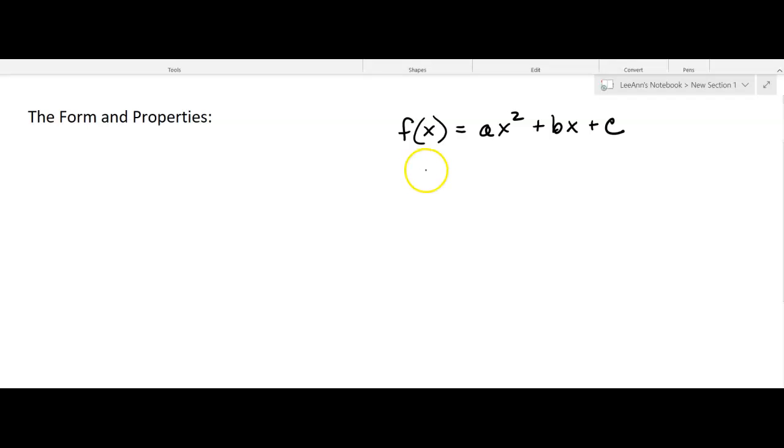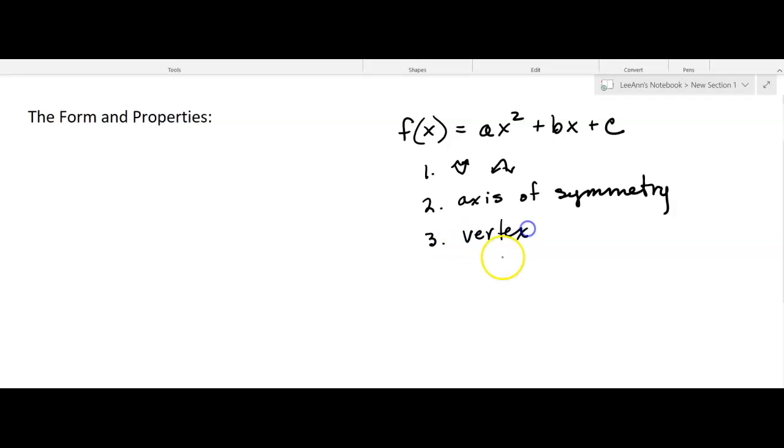We said, well, is it right side up or upside down? You know, that was like step 1. Is it upward or downward? And then step 2, we found the axis of symmetry. And then in step 3, we found the vertex. And then in step 4, we found the x-intercepts.